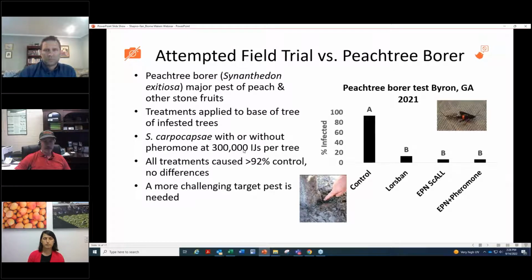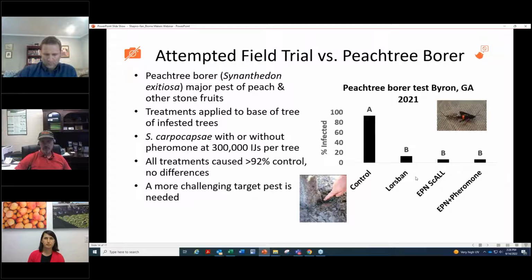It's basically a soil pest. This is a low rate of nematodes. Probably costs, depending on which company, maybe only $10 per acre, which is very low. So we have this low rate of application, but even at that low rate, we saw excellent control of the nematodes with or without pheromones. So we really didn't have room for improvement with the pheromones. So this is not a good pest for this particular test to test the pheromone, but it did show once again how great the nematodes are against peach borer.